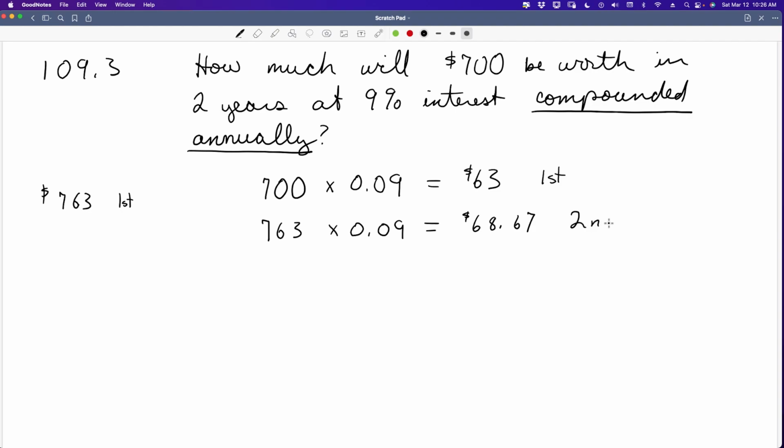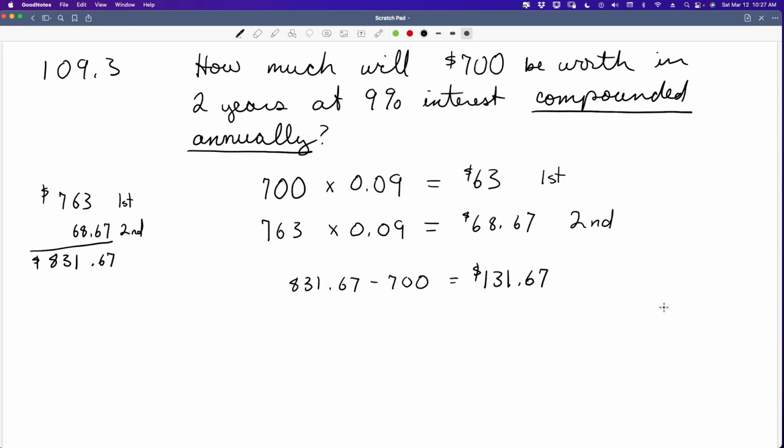$68.67 at the end of the second year. And so we add that amount to the first year amount. That's how much interest we're paid. And we find out that we're going to have $831.67 in our account at the end of the second year. All right, so if we take $831.67 and we subtract the original amount that we had in the account, we earned $131.67 just by putting our money in an account with compound interest and leaving it there.